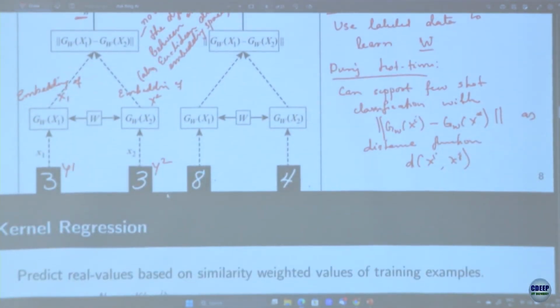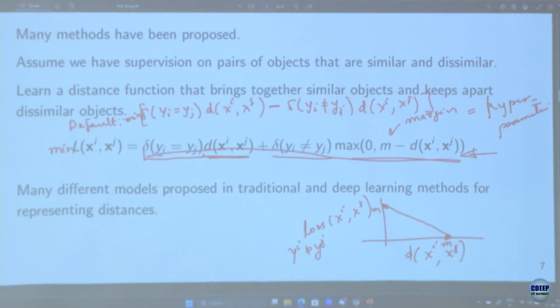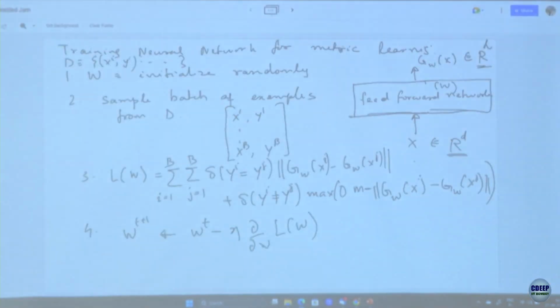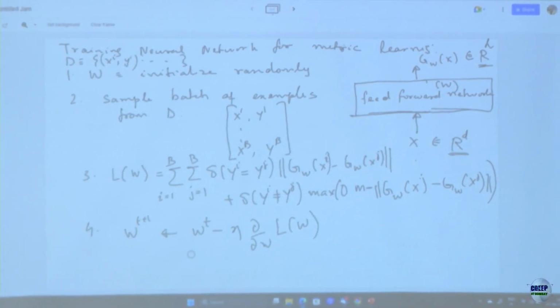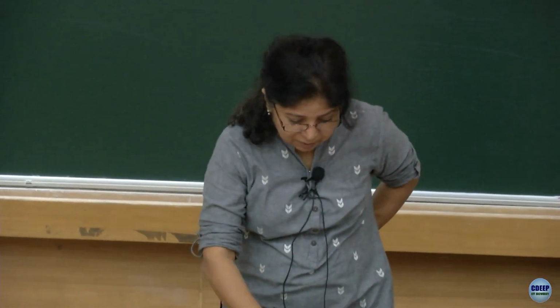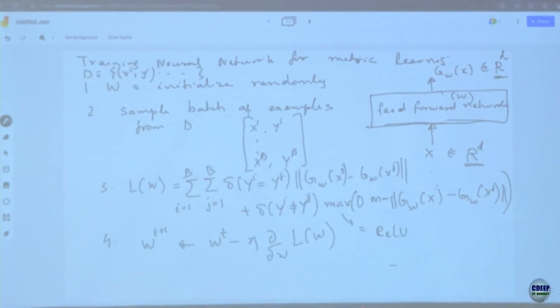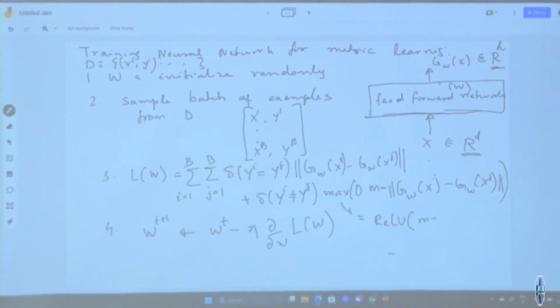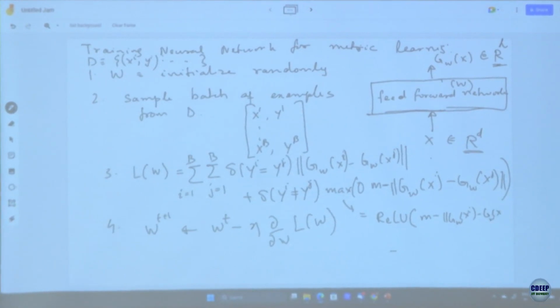No, we are minimizing the loss. We want to minimize the distance here. See, this is like ReLU, and we take subgradients for ReLU. So you can think of this one as basically the ReLU function. This is basically equal to ReLU of m minus the norm of gw(xi) minus gw(xj).